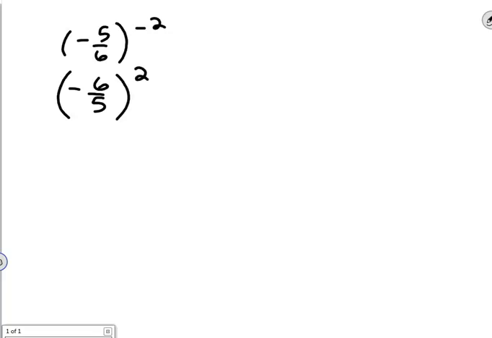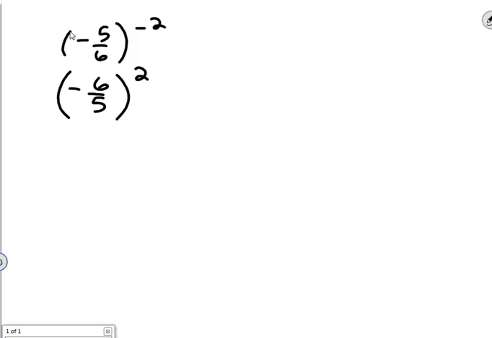Okay, so number 1, part F, negative 5/6 raised to the negative 2 power. So we have to simplify it. So obviously we have a negative exponent. To make that negative exponent positive, we're going to flip the fraction, but we're not going to change the sign of the fraction. So when we flip it, we get negative 6/5. That changes the exponent to a positive 2.